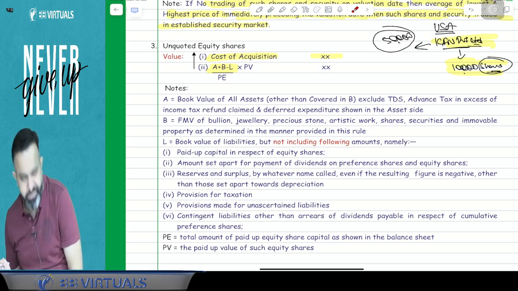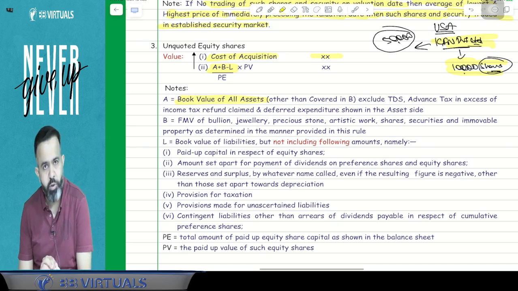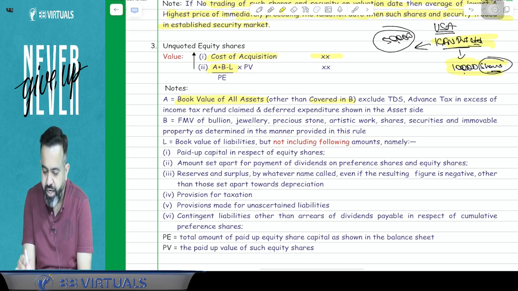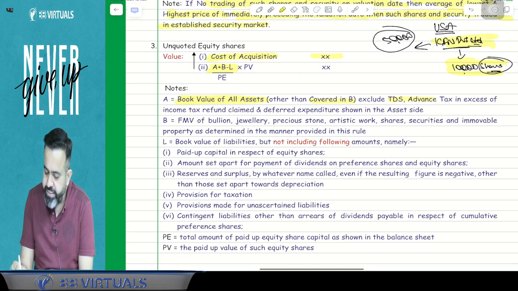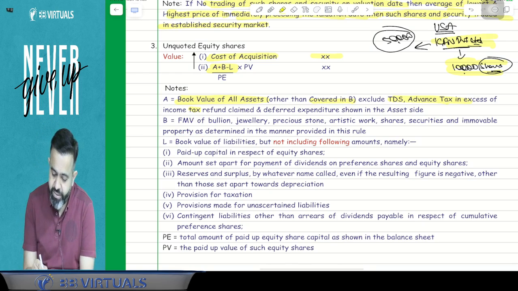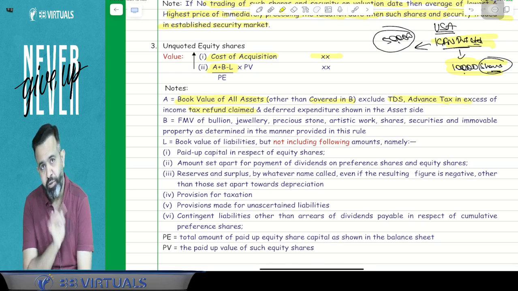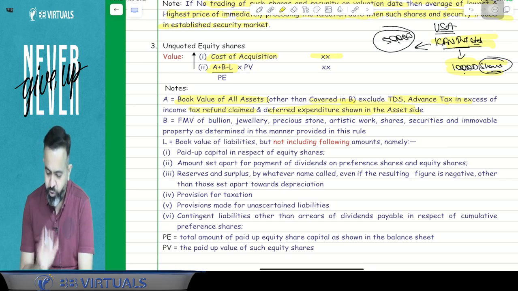So here, notes. A means just take the book value of all assets other than those covered in part B. So other than those covered in part B, just take the book value of all assets, but exclude TDS, TCS, advance tax. TDS, TCS, advance tax is not your asset. But guys, if there is an income tax refund, then it will be your asset. Deferred revenue expenditure is not your asset. So guys, book value of all the assets.